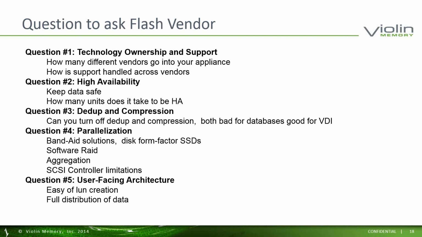High availability. How many units does it take to achieve HA? Some have blindingly fast storage in 2U, but you need 2 of them to provide HA failover.